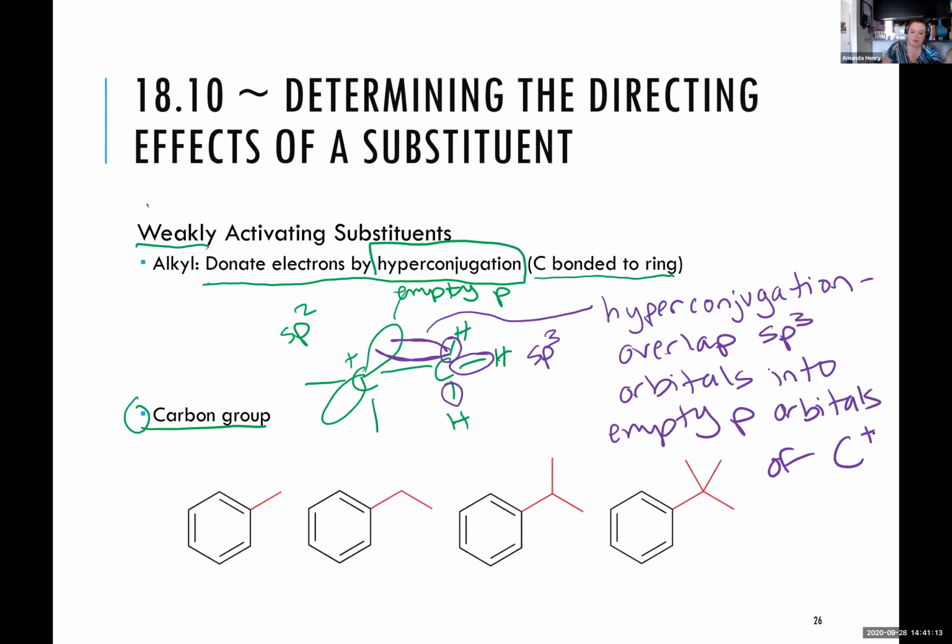There we go. So donating electrons by hyperconjugation is going to help stabilize our carbocation transition state. Questions at all about our weak activators?